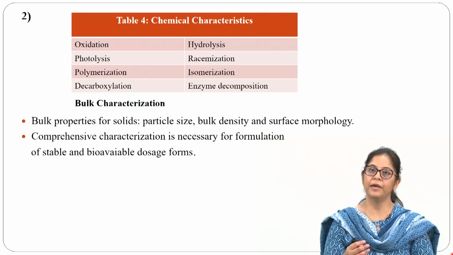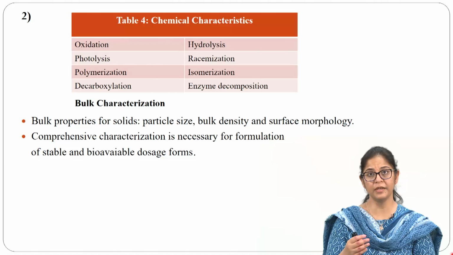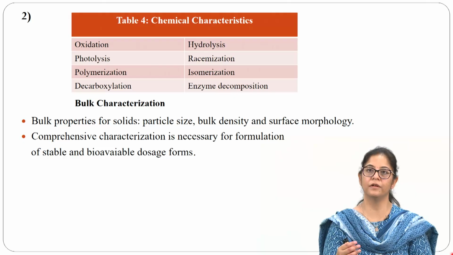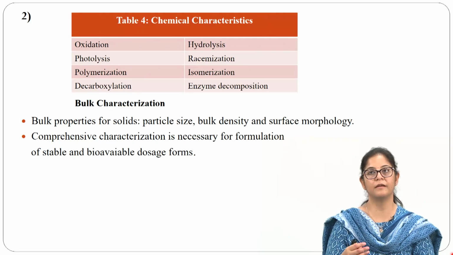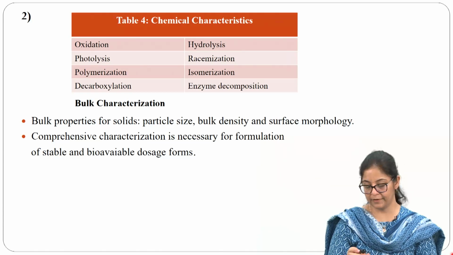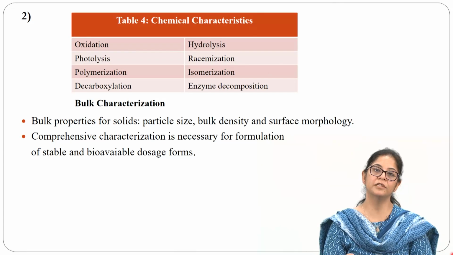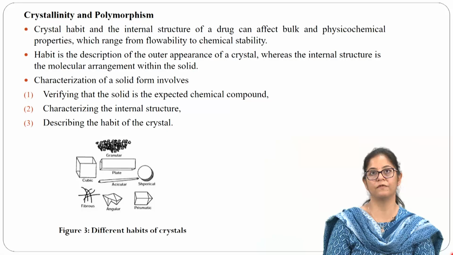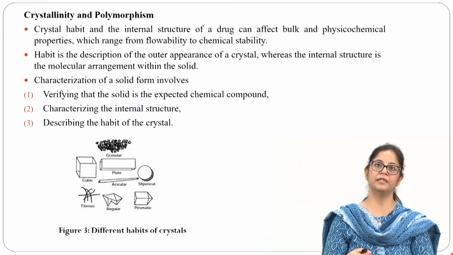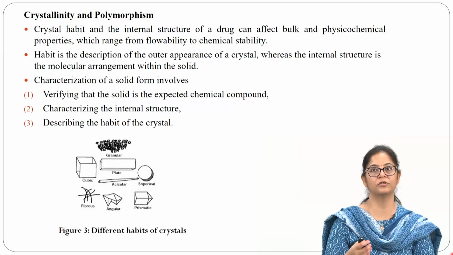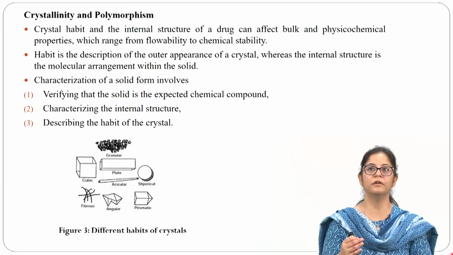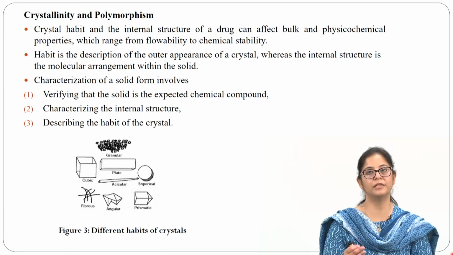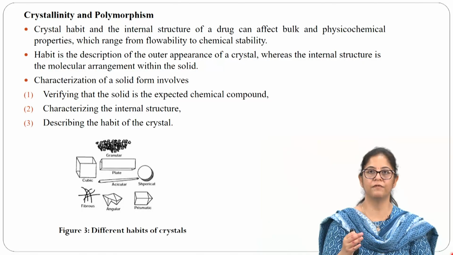Now, coming to the detailed bulk characterization studies, we would look into the bulk properties of the solids, like size, density, morphology. Now, this is important. This is the first step which is taken towards analysis so as to create a suitable and bioavailable dosage form. Now, crystallinity is the crystal habit and the internal structure of a drug that has an impact on the bulk and physicochemical properties of the drug, and this impacts the flowability, packing as well as chemical stability of the drug.